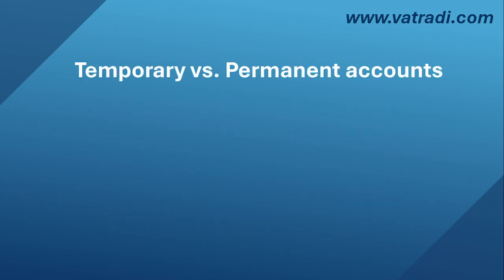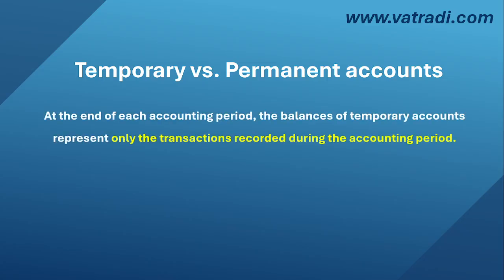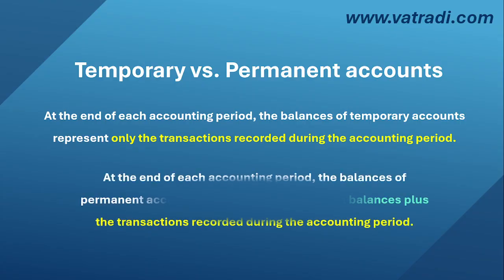Why? Because at the end of an accounting period, the balances of temporary accounts represent only the transactions recorded during the accounting period. Instead, the balances of permanent accounts are the total of their open balances plus the transactions recorded during the accounting period. Because, as I already said, the permanent accounts are not closed at year end. So when we go to the next financial year, we have an open balance plus the transactions of the period. Instead, for temporary accounts, we have only the transactions of the period.